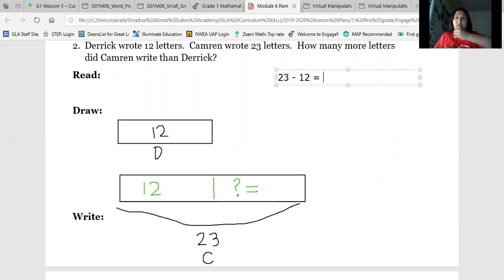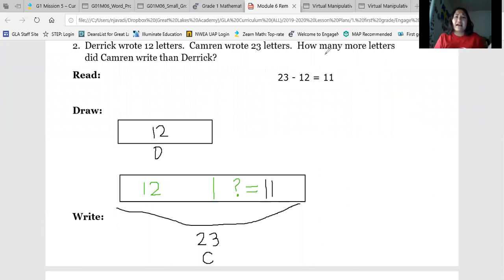We can grab 23 and count down, or we can grab 12 and count up. Let's grab 12 and count up. Get ready, go. 12, 13, 14, 15, 16, 17, 18, 19, 20, 21, 22, 23. So we had 10 plus one more, which makes 11. So that tells me that the missing part right here is 11.